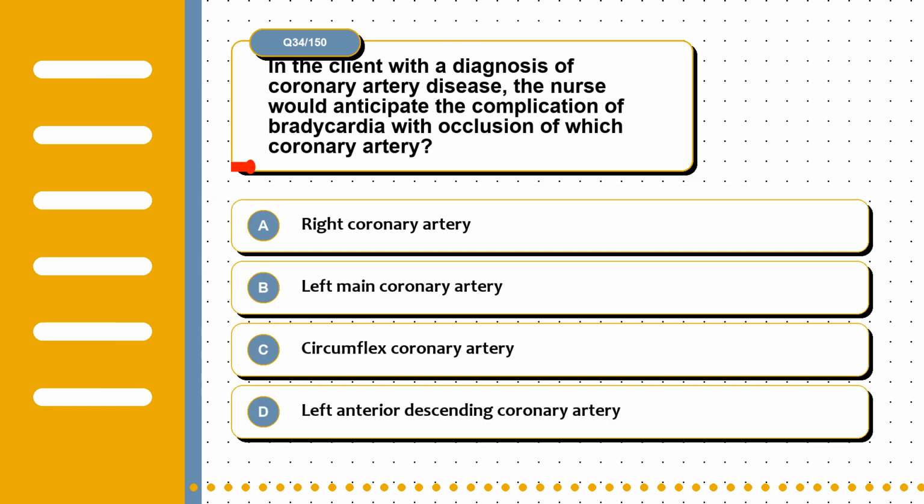Question 34. In the client with a diagnosis of coronary artery disease, the nurse would anticipate the complication of bradycardia with occlusion of which coronary artery? Here are the options. Option A. Right coronary artery. Option B. Left main coronary artery. Option C. Circumflex coronary artery. Option D. Left anterior descending coronary artery.